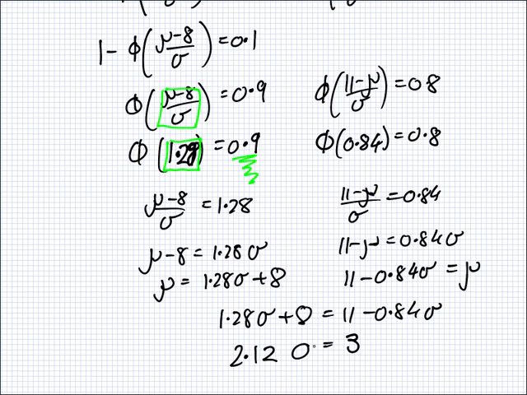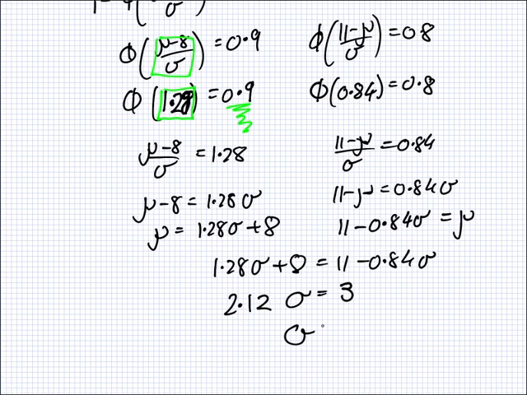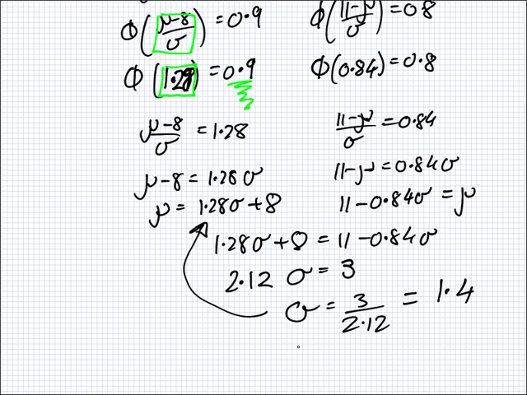2.12 sigma equals 3. So sigma is 3 over 2.12. So what's that? 1.4. Now we can just sub that back in to get mu. Mu is 1.28 times 1.4 plus 8.